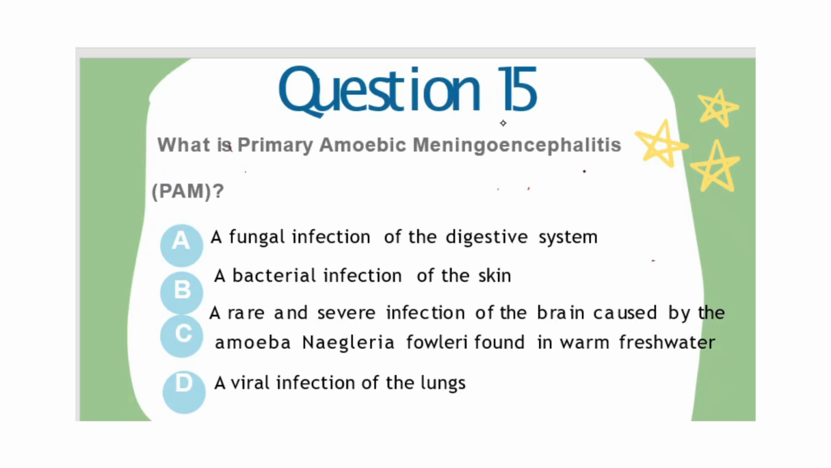So the question number 15 is, what is primary amoebic meningoencephalitis, also known as PAM? The first option is a fungal infection of the digestive system. The second option is a bacterial infection of the skin. A third option is a rare and severe infection of the brain caused by Amoeba Naegleria fowleri formed in warm fresh water. And the fourth option, D, is a viral infection of the lungs. So the correct answer here is option number C, a rare and severe infection caused by Amoeba Naegleria fowleri.